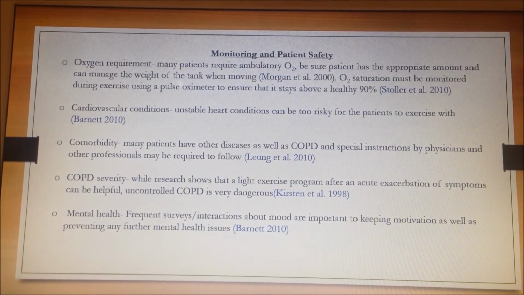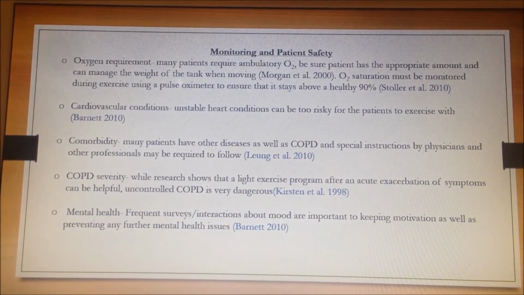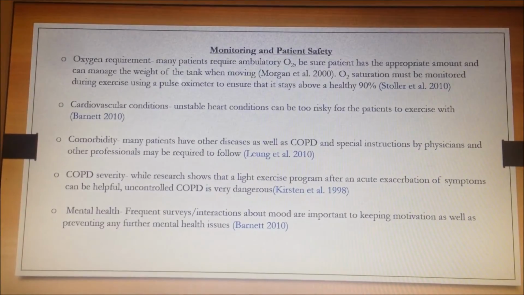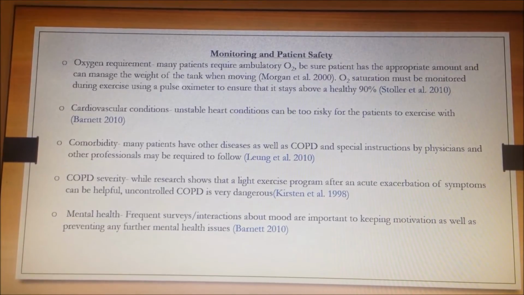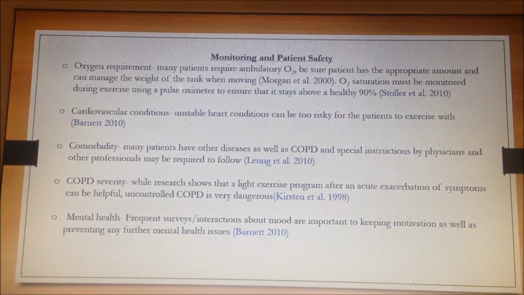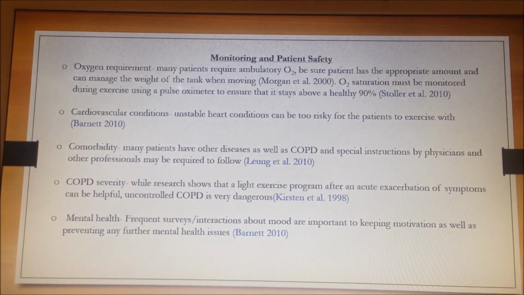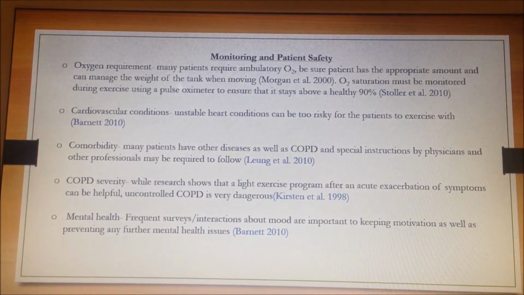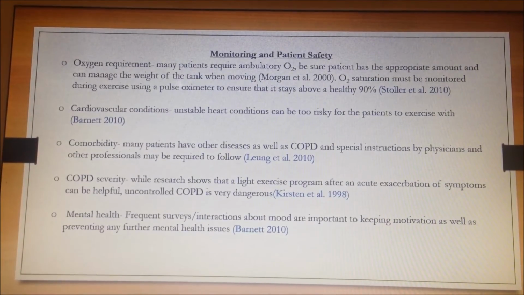The next thing I'm going to look at is patient monitoring and patient safety. With regard to oxygen requirements, many patients may require ambulatory oxygen. Be sure the patient has the appropriate amount and can manage the weight of the tank when moving. This is Morgan et al. 2000. Oxygen saturation must be monitored during exercise using a pulse oximeter to ensure that it stays above a healthy 90%.